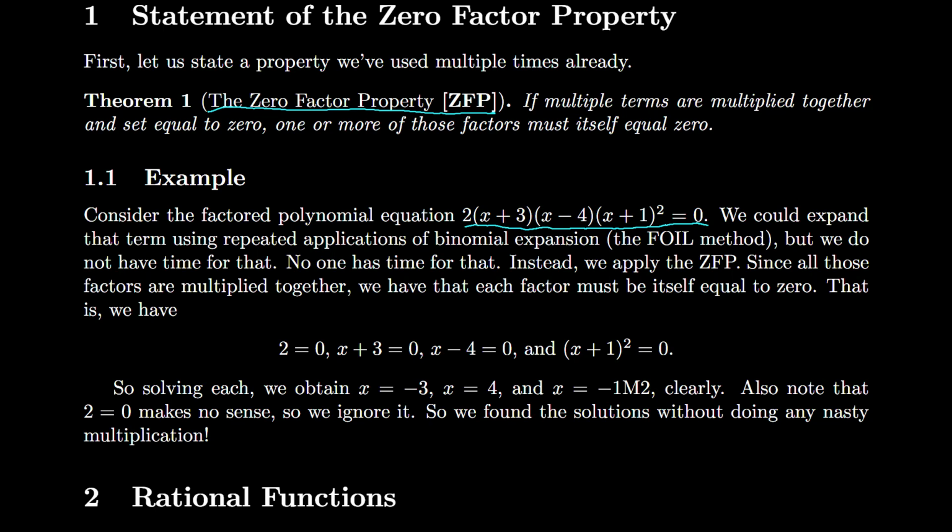So go through here, distribute the 2 into everything. Then distribute this 2x through both of these terms, and the 3 to both of these terms. And then we'd have some huge quadratic that we could simplify, and we could square this thing and do (x plus 1) times (x plus 1), and do all that if we wanted to. But we don't want to do that. Nobody has time for that. Instead, we're just going to apply the zero factor property.